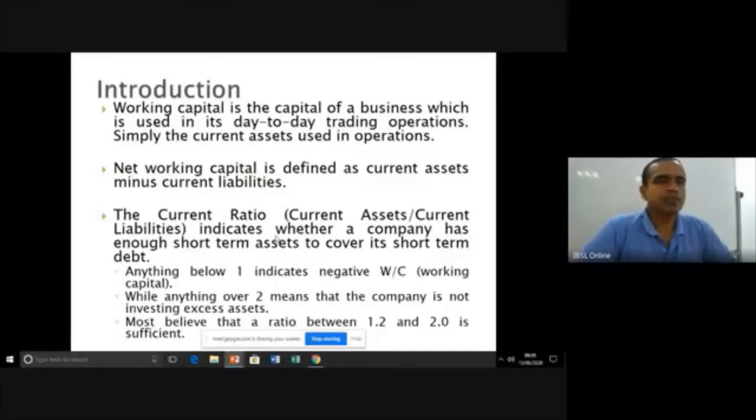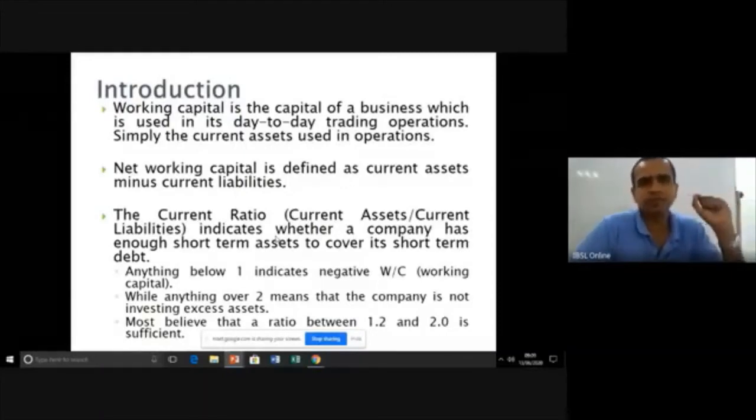Right. So working capital is of a business which is used in its day-to-day trading operations. Net working capital is current assets minus current liabilities. So remember, working capital is current assets minus your current liabilities. Current ratio, current assets over current liabilities, indicates whether the company has enough short-term assets to cover short-term debt. So current assets divided by current liabilities is your current ratio. This is something we discussed about 5 minutes back, so hopefully it is fresh in your memory.